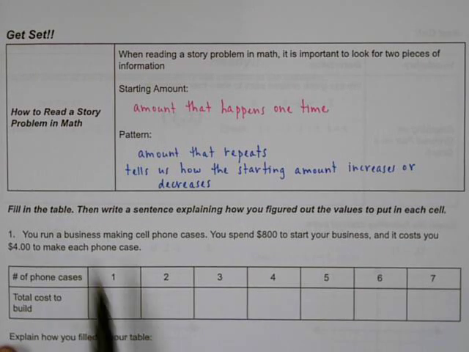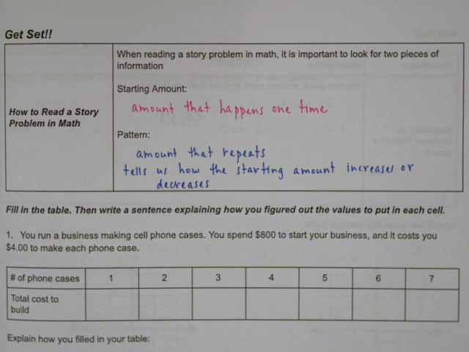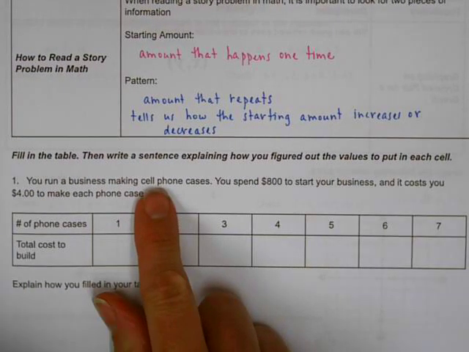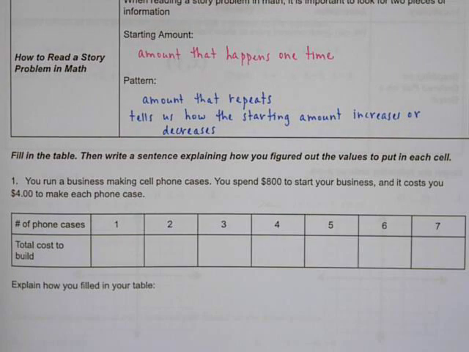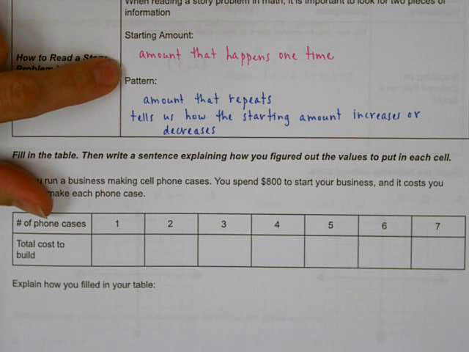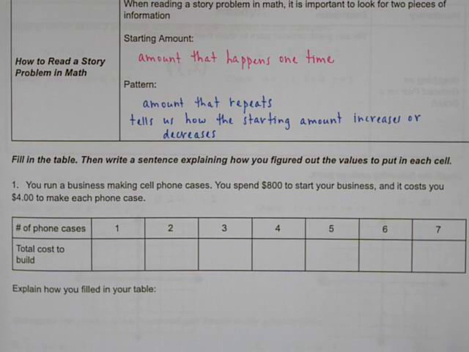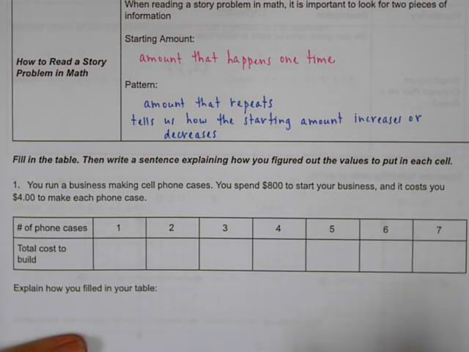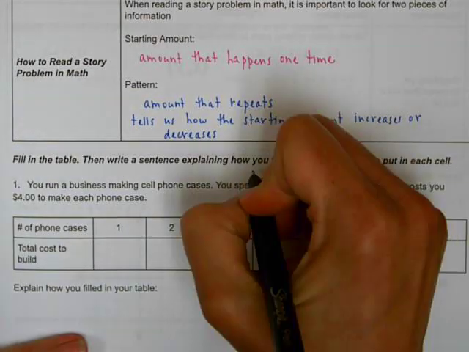So our job is going to be to fill in the table using the information and then write a sentence explaining how we figured out what values to put in each space. So here's my problem. You run a business making cell phone cases. You spend $800 to start your business and it costs you $4 to make each phone case. So if I go back, I know my job was to find 2 really important pieces of information. The first is the starting amount, so the amount that happens one time. So in my problem, I notice it says I spend $800 to start the business. So one time to get my business started, I have to pay $800. So that's my starting amount.